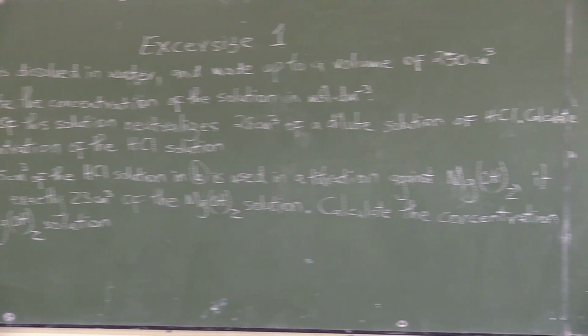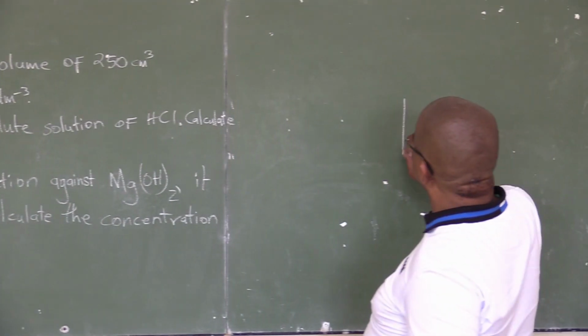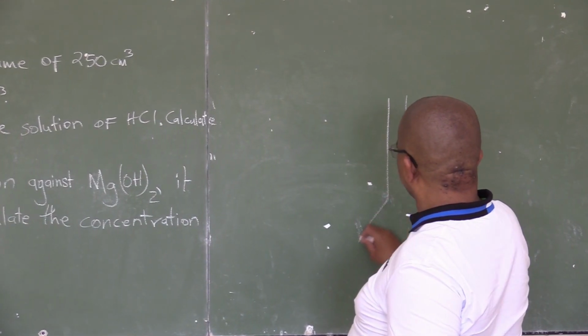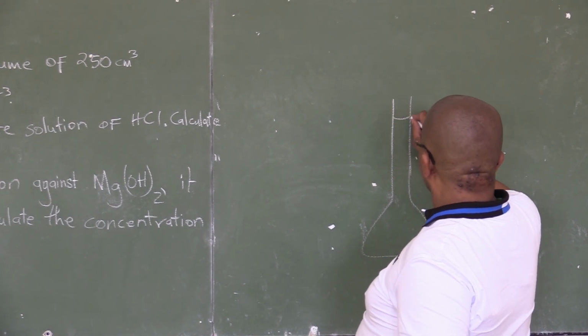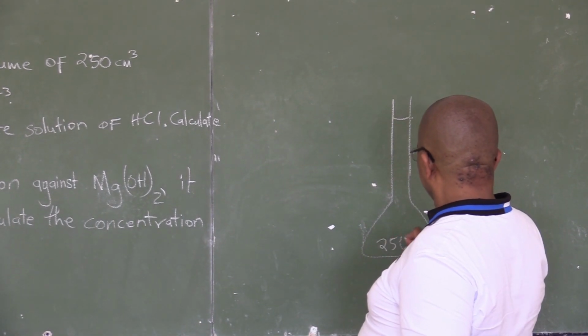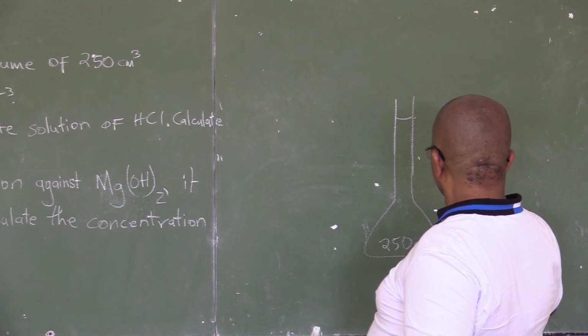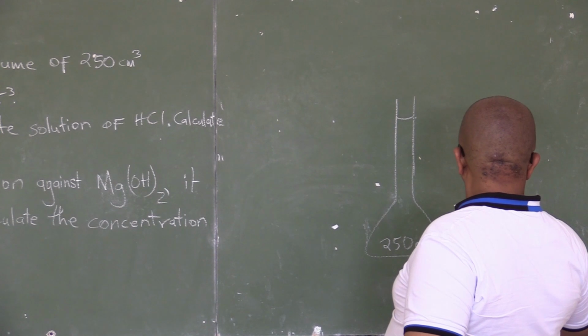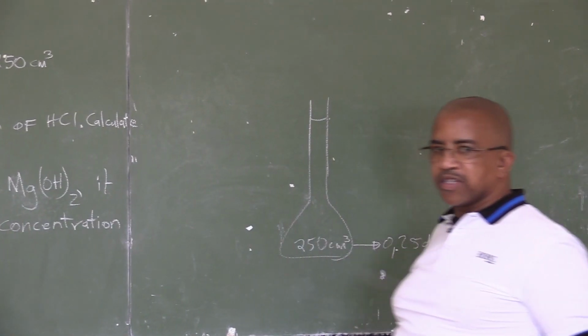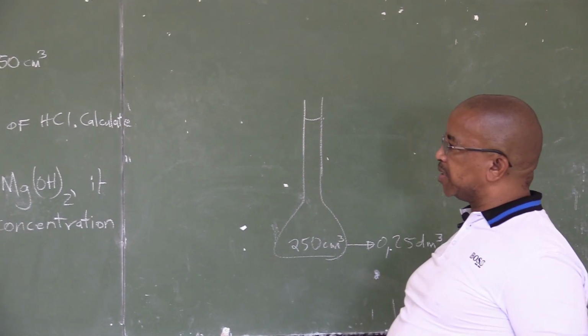And made up to a volume of 250. You have a volumetric flask, 250 cubic centimeter, which is 0.25 decimeter cubed. So convert cubic centimeter to cubic decimeter.